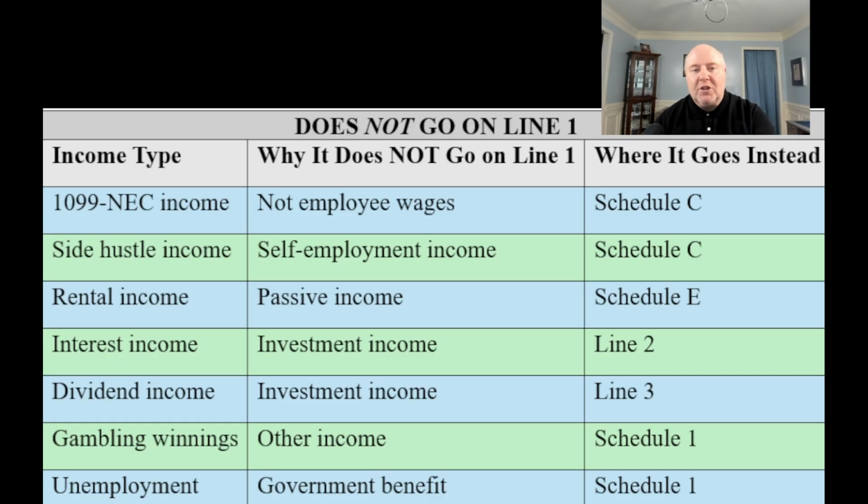So those things are going to be Schedule 1, and they're going to eventually be brought over to the 1040, but they do not appear on line 1. That is your W-2 employee-driven type of income that appears there. All right, well, let's go on now that we know what's not actually appearing on that, and let's look at our next section.